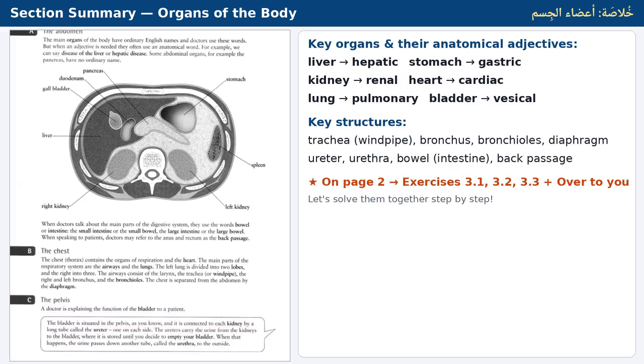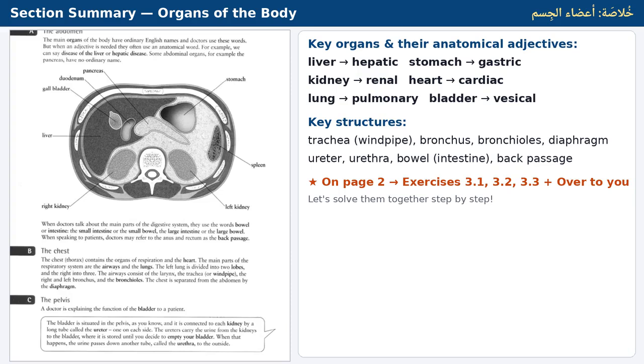Let us review the entire passage of page 1 before we move to the exercises. From section A, the abdomen. The main organs are the liver, with the adjective hepatic, the stomach, with the adjective gastric, the pancreas, which has no ordinary name, the spleen, the kidneys, with the adjective renal, the gallbladder. We also learned that bowel and intestine mean the same thing. Small bowel or small intestine, large bowel or large intestine, and back passage is the patient-friendly term for anus and rectum.